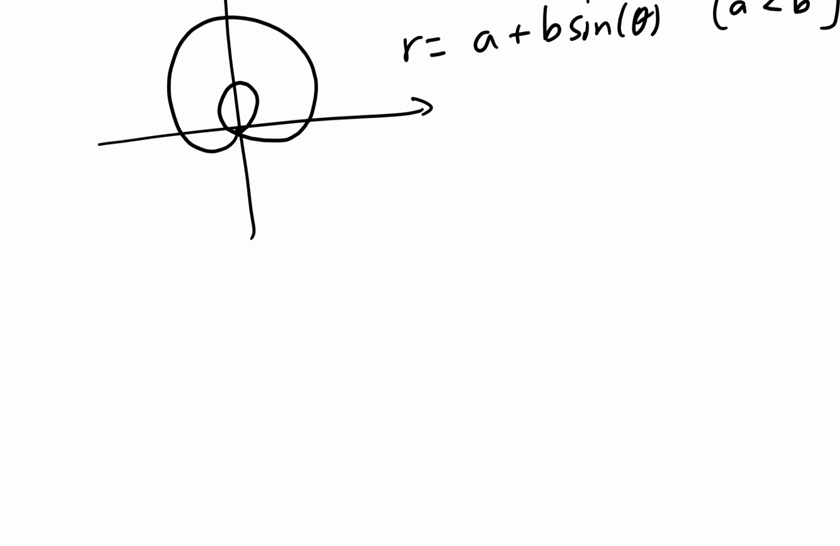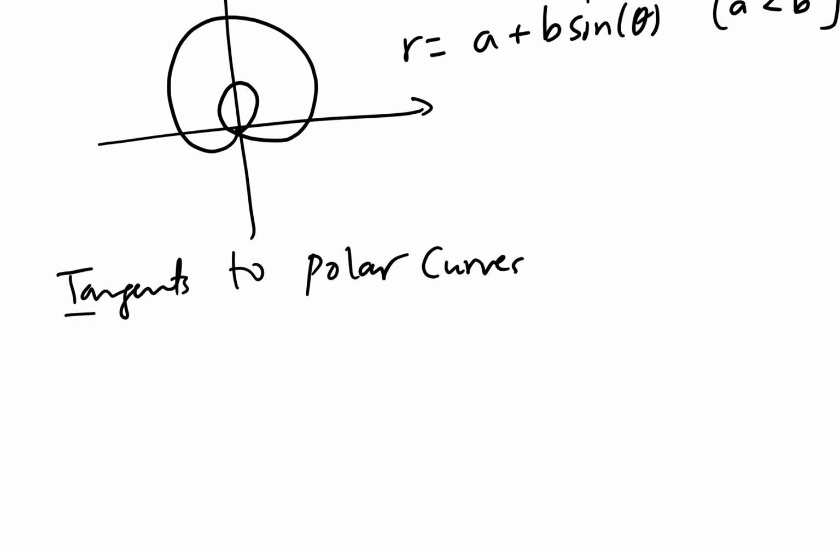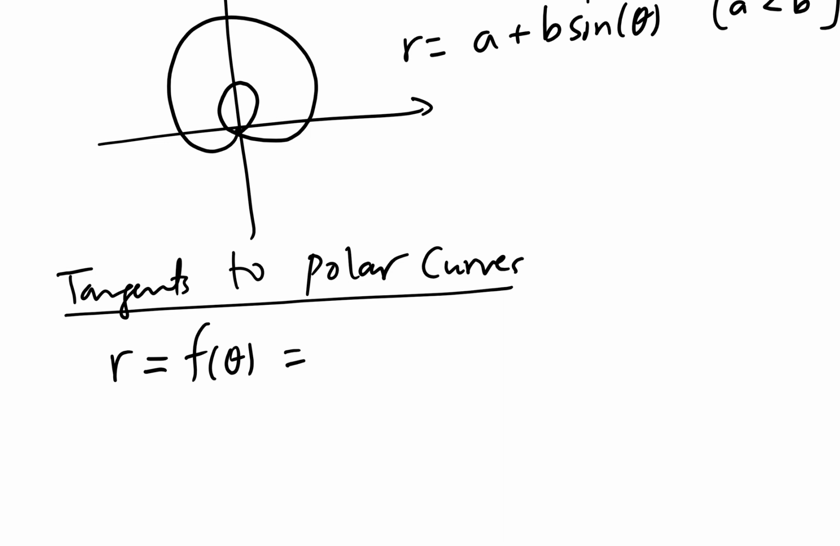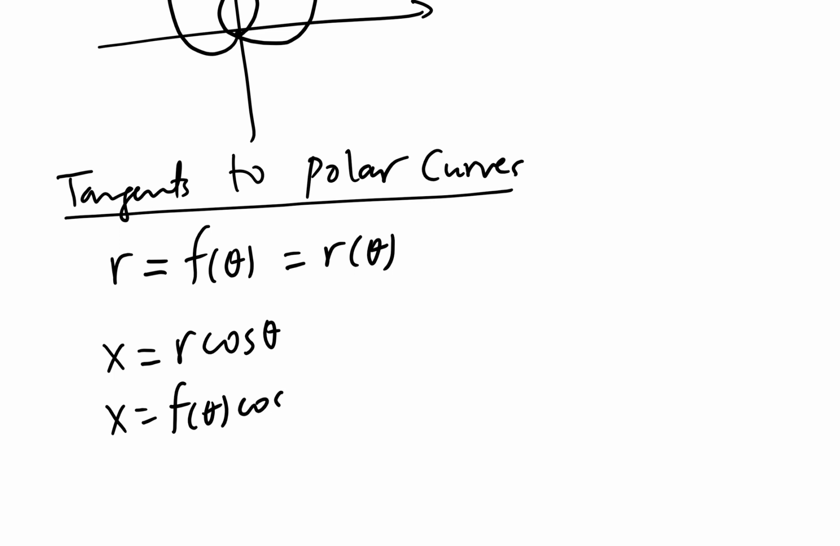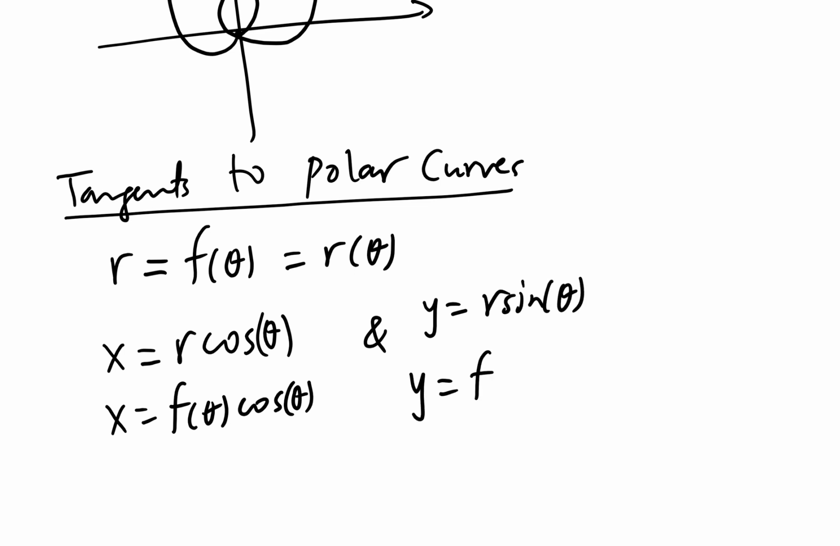So what do we have in here? First, we're going to learn how to find the slope of the tangent line. So we can say tangents to polar curves. All the polar functions are going to be written in the form r equals f of theta, or some people write r of theta. It's fine. Keep in mind, we told you x is r cosine theta, or you can write it f of theta cosine theta. And y is r sine theta, so y is f of theta sine theta.